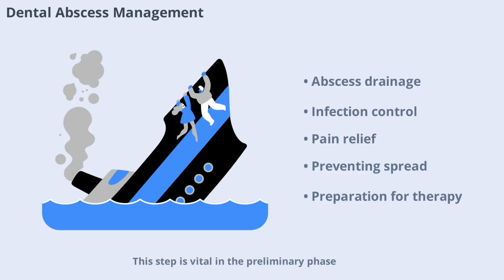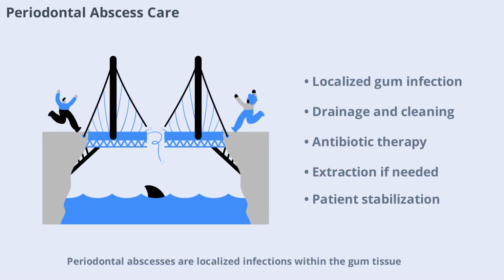This step is vital in the preliminary phase, ensuring that acute issues are resolved before moving forward with comprehensive periodontal therapy. Periodontal abscesses are localized infections within the gum tissue. They can develop rapidly and cause significant discomfort. Treatment involves careful drainage, cleaning of the affected area, and sometimes antibiotics.